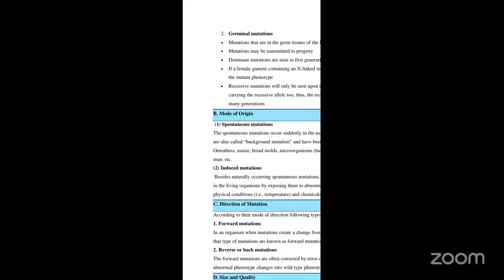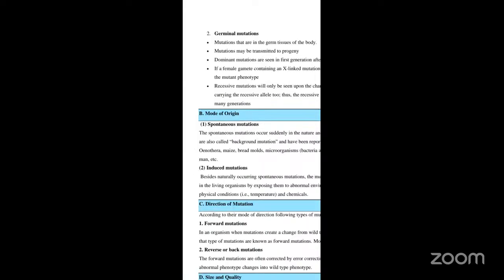Then next is induced mutation. Now, besides naturally occurring spontaneous mutations, mutations can also be induced. So in one way we can call these artificial mutations, because we are trying to provoke the mutations. But in the case of spontaneous mutations, we are not doing anything. Whatever mutation occurs, it occurs naturally, without any induction. But in the case of induced mutations, what are we doing? We are trying to induce the mutations.